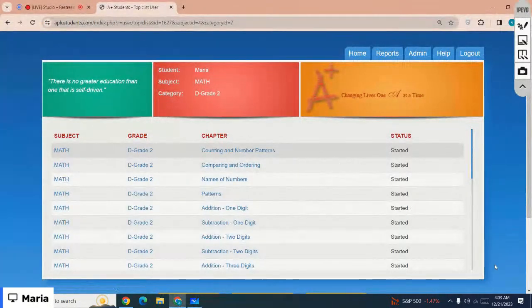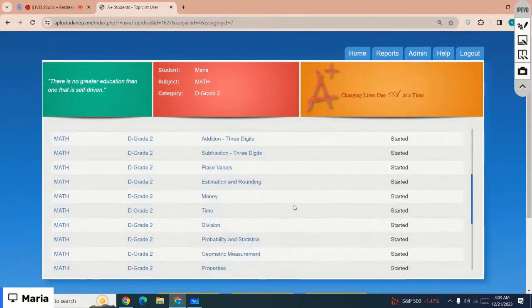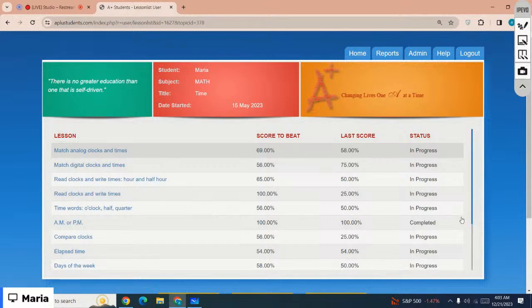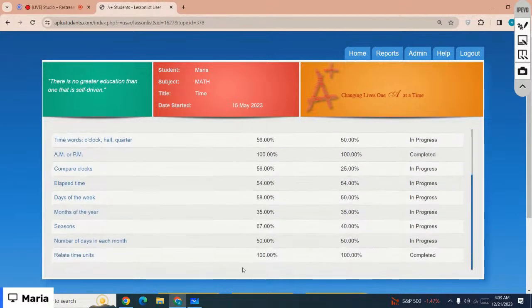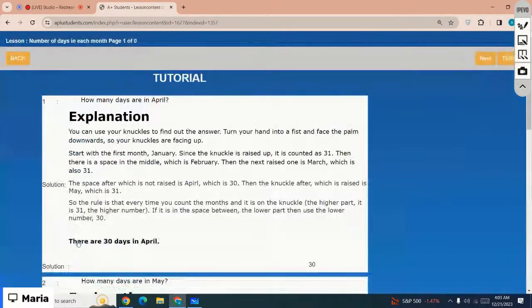Okay, here I'm on grade 2 math. Here is the chapter time, and the lesson we're going to start with is names of days in each month. How many days are in April? You need to see how many days there are in April. So you can use your knuckles to find the answer.